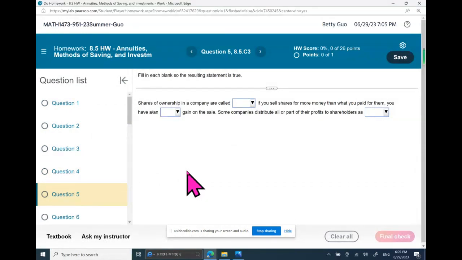This is about a stock, right? Shares of ownership in a company are called stock. Even if you just own one share of the company, you own one piece of the company's ownership. If you sell shares for more money than what you paid for them, you have a capital gain on the sale. Some companies distribute all or part of their profits to shareholders as dividends.